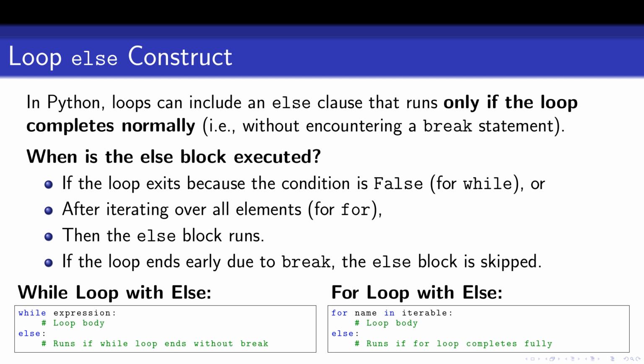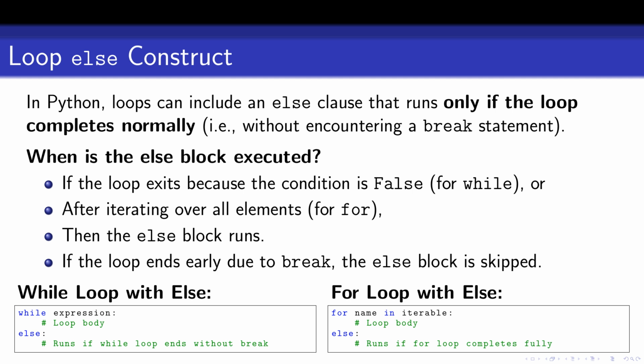Python offers a lesser-known feature, the else clause on loops. This construct runs only if the loop completes normally, meaning it didn't exit via a break statement. It works with both while and for loops. In a while loop, the else clause executes when the condition becomes false.